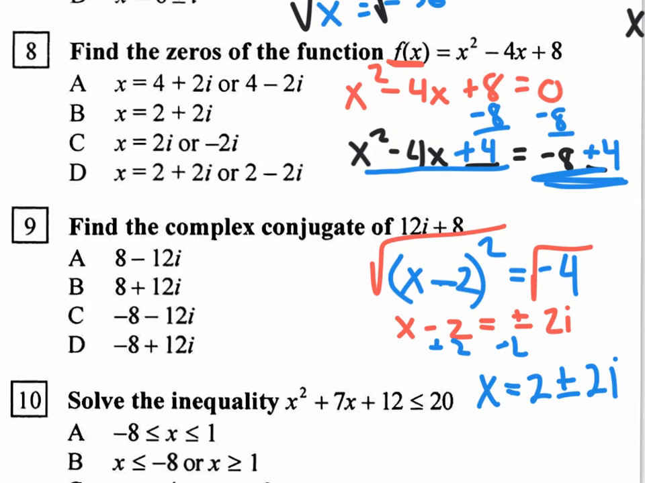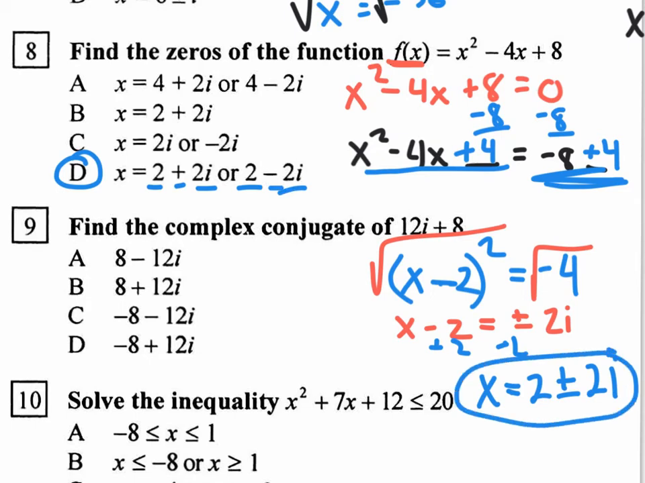And which one is that? It's D. Because you have the positive 2, the plus 2i, and you also have the positive 2 minus 2i. And that's the same thing as this. Positive 2 plus or minus 2i. Looks like a 21.